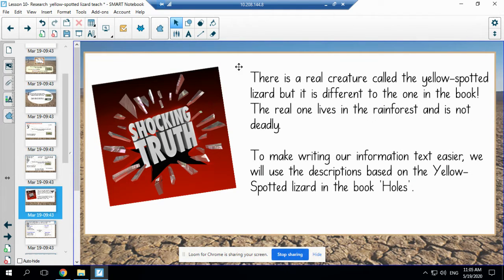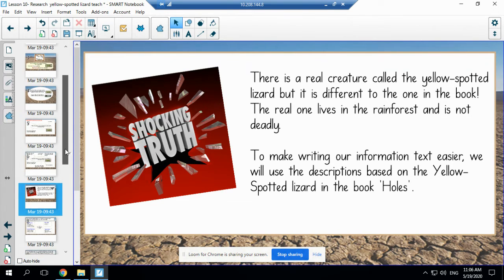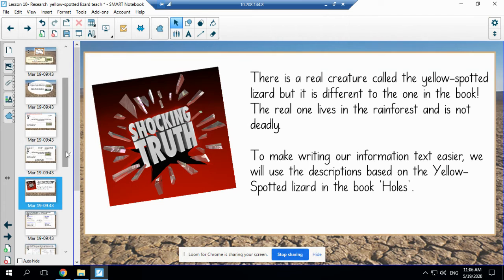There is actually a real creature called the yellow-spotted lizard, but it is very different to the one in the book. The real one lives in the rainforest and it is not deadly. But to make writing our information text easier, we will be using descriptions based on the yellow-spotted lizard in the book Holes. So a lot of our information will come from the book, but it will be a mixture of the things that we find in our research today, as well as the ideas that we have got from the book.